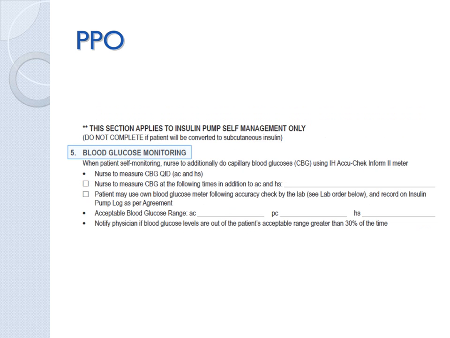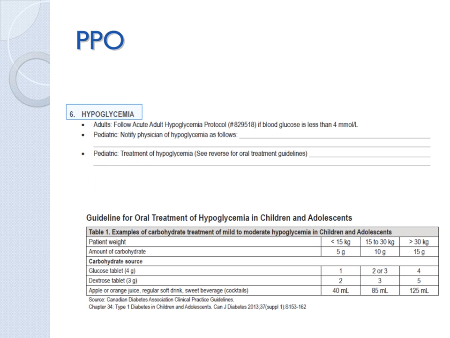Section 5 pertains to blood glucose monitoring. The nurse is to measure blood glucose before meals and at HS. The doctor can indicate whether they want additional blood glucoses done. Also, an acceptable range is entered. The physician will be notified if blood glucose levels are out of an acceptable range more than 30% of the time. For hypoglycemia, in adults, the hypoglycemia protocol is followed automatically.